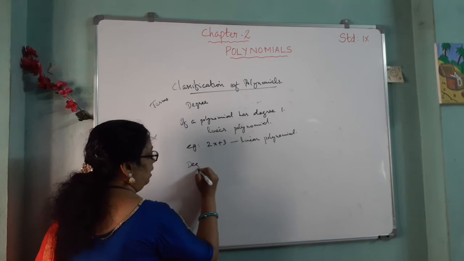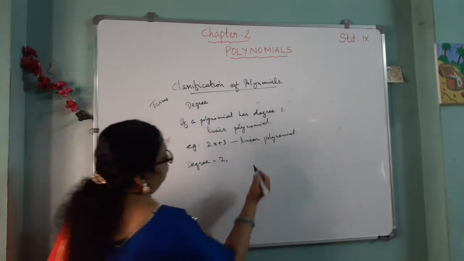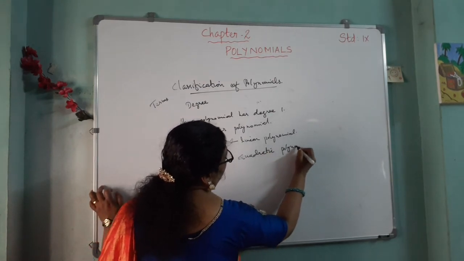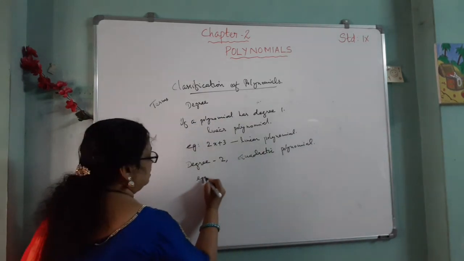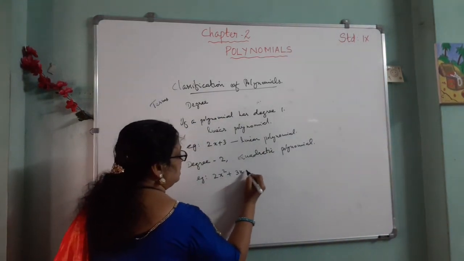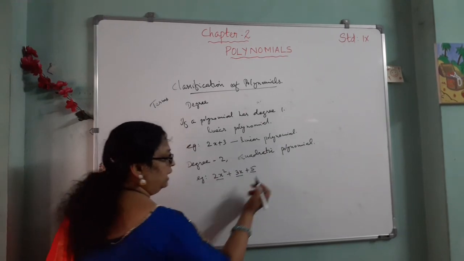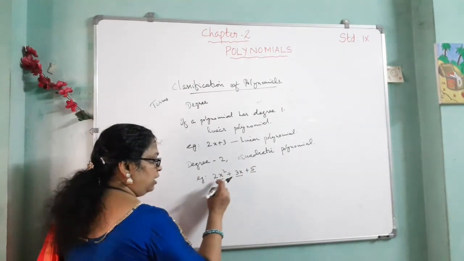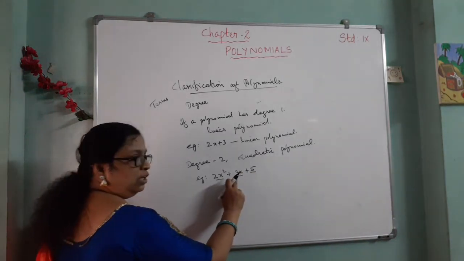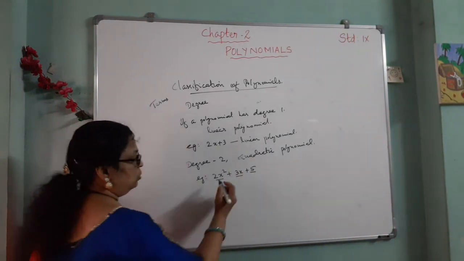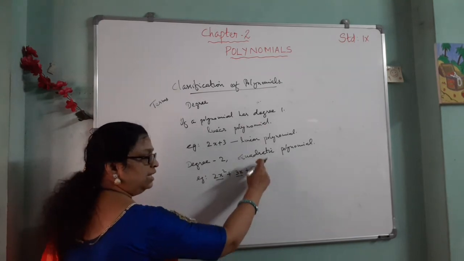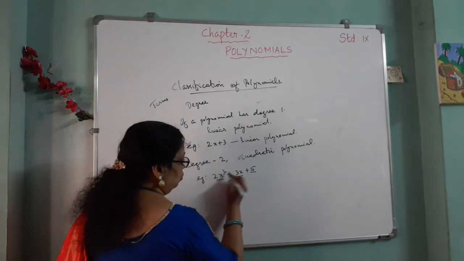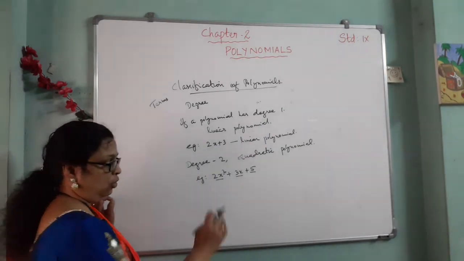And if a polynomial has degree 2, it is called a quadratic polynomial. For example, 2x square plus 3x plus 5. Here 1, 2, 3 terms are there, that is 2x square, 3x and 5 are the terms, and here x square, the coefficient is 2, x coefficient is 3 and 5 is the constant. So here x square, here x, here nothing is there, that is x raised to 0. So the highest power of the variable x is 2. So here degree is 2, and this type of polynomials are called quadratic polynomial.